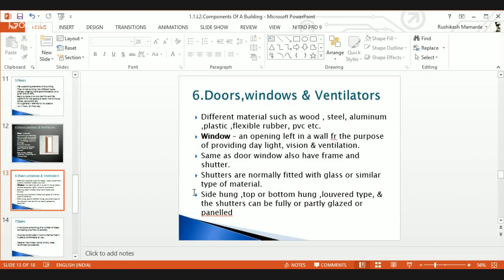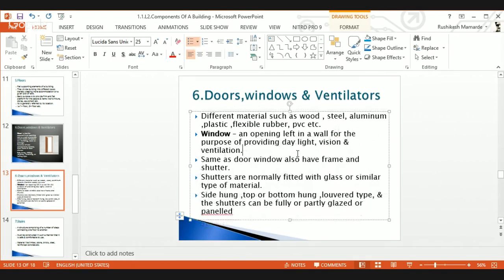Then the next is windows. What is a window? Basically, an opening left in a wall for the purpose of providing daylight, vision, and ventilation. So it is nothing but an opening kept in a wall to provide daylight, vision, and ventilation. Same as a door, it again has two components, the frame and the shutters. Shutters are normally fitted with glass or a similar type of material. A shutter can be of glass or fiberglass or can be of wood or anything.